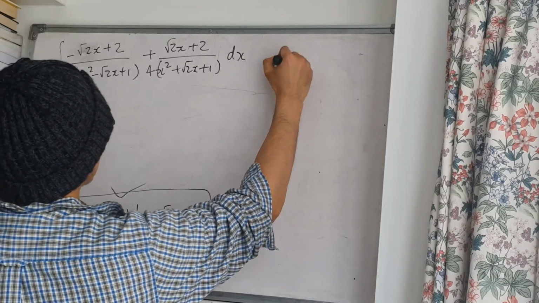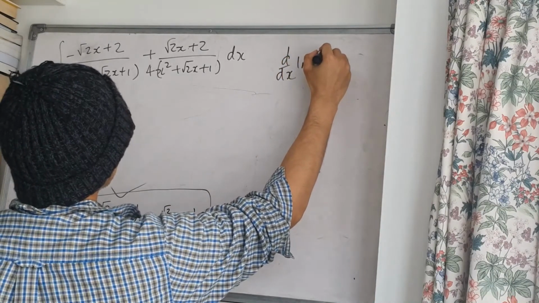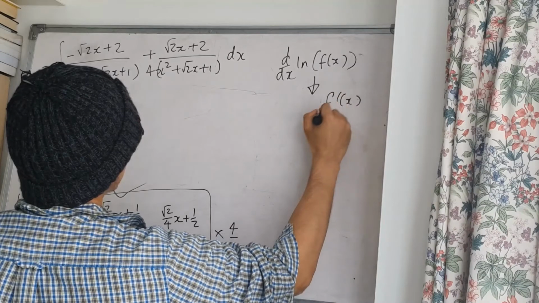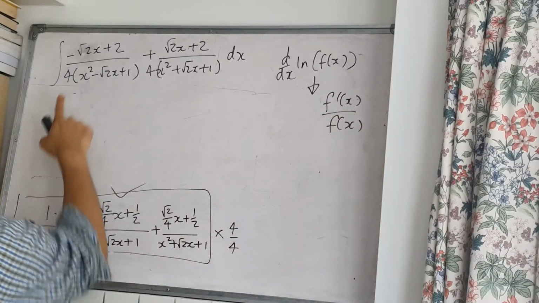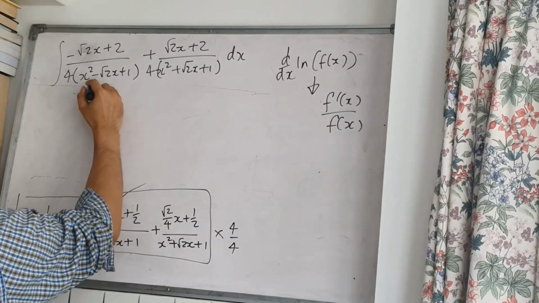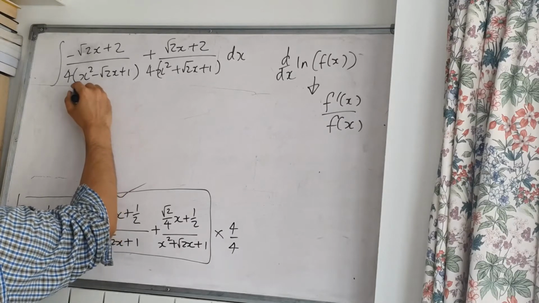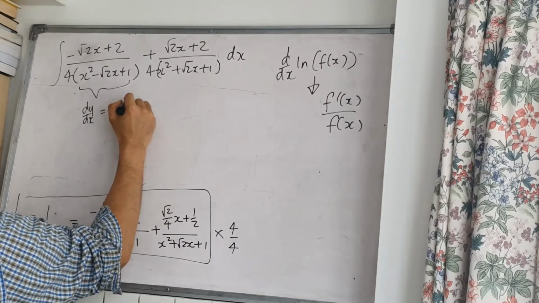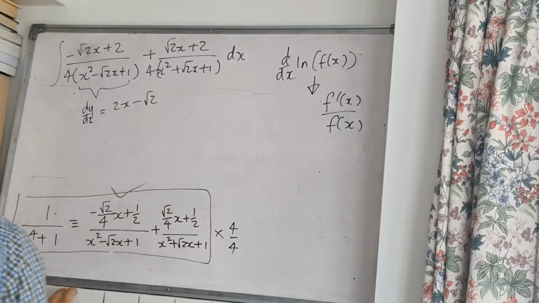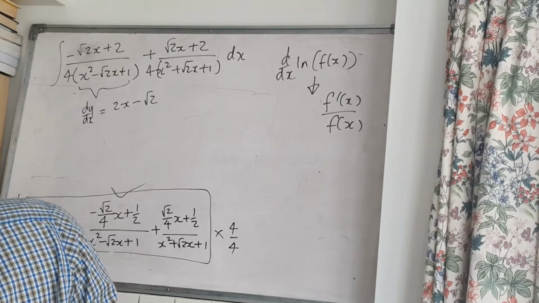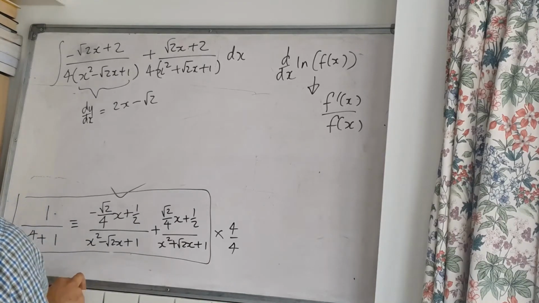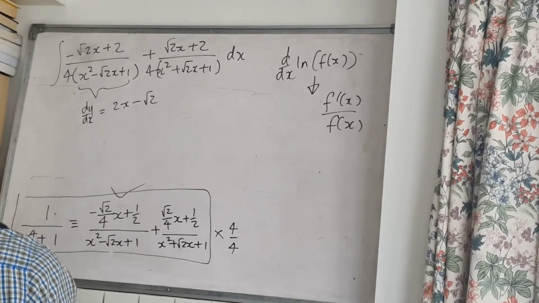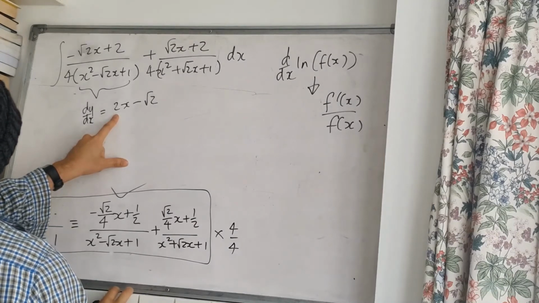Now what happens when you differentiate ln of a function? When you differentiate ln of a function, you differentiate the function that's at the top of the fraction, and the bottom of the fraction is the actual function. So let's have a look at the bottom function. If you just focus on the x squared minus root 2x plus 1, what happens when you differentiate that? You get 2x minus root 2. That looks very similar to the one at the top. There's just a factor of root 2. So the 2x is divided by root 2, and the root 2 is times by root 2 to get the 2 at the top.